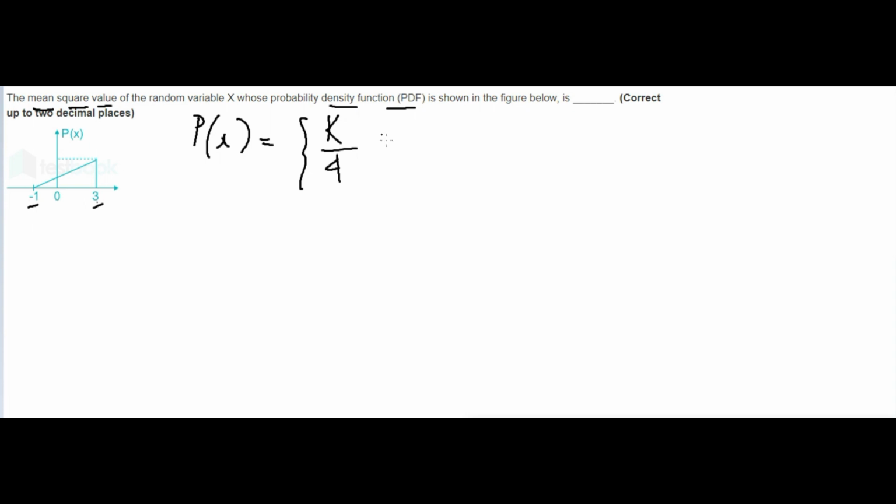So 3 minus minus 1 is 4. That 4 is available here. And then you have to go to x minus the minimum value. The minimum value is minus 1, so x minus minus 1 is x plus 1. So what's the range actually? The range is the x value, and x goes from minus 1 to 3.